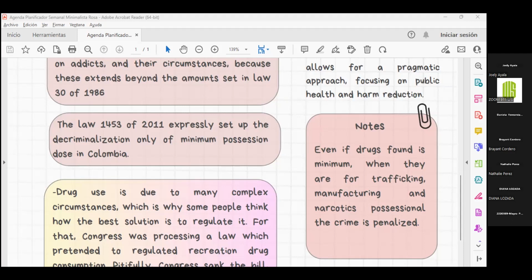The law that people wanted the congressmen to pass, the bill, sank. The people who presented it, also some in Congress but not the majority, wanted that all people who consume drugs for recreation, only recreation, can do it, of course with a limit that the law would have regulated. But of course, it sank, so nowadays we don't have a law. Alrighty, very good.